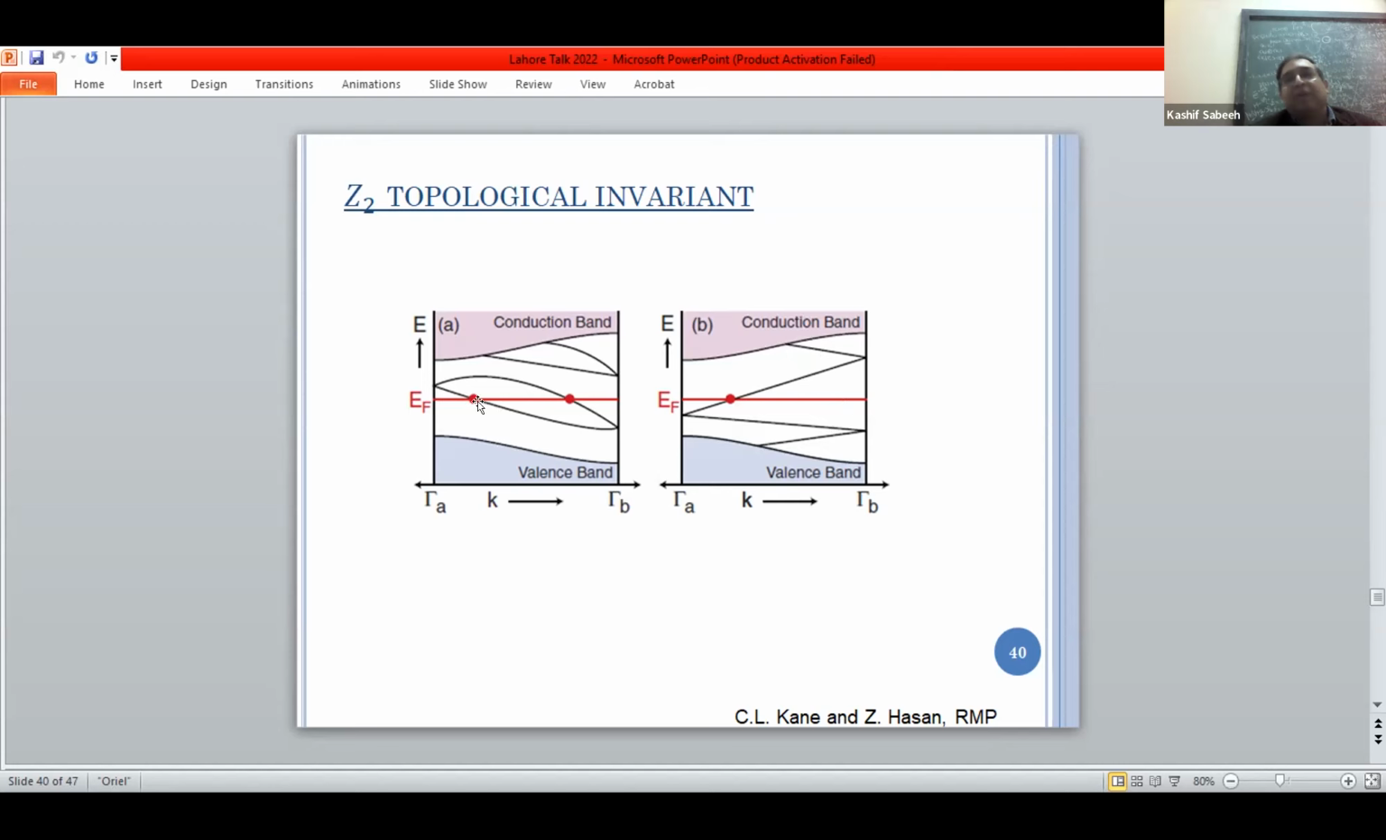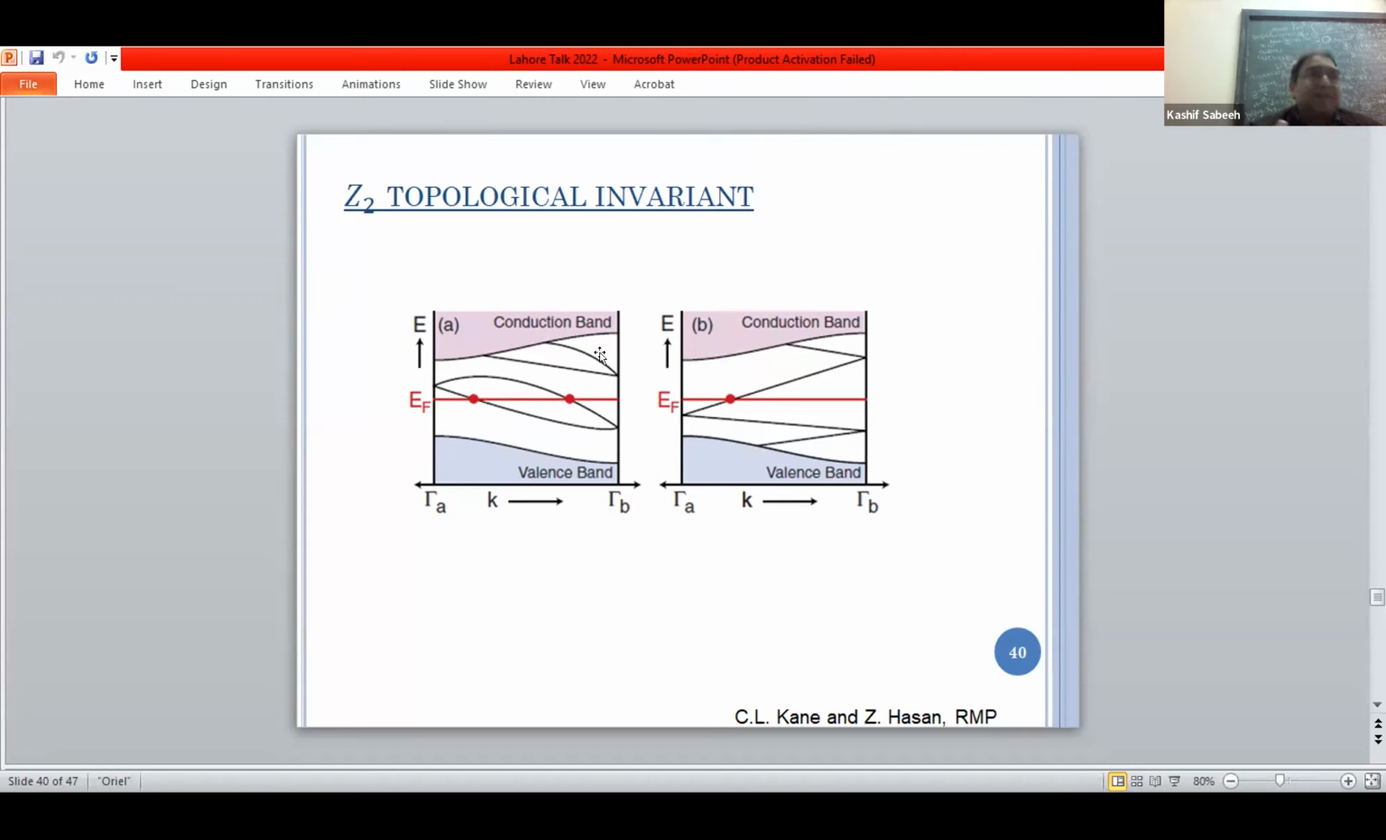Another important fact is that there will be even crossings here and odd crossings here. So you can call even crossings 0, and odd crossings 1, modulo 2. These will become your invariants that identify the phases. This is the band diagram for the trivial phase, and this is the band diagram for the topological phase. So on the basis of Fermi level crossings, one can identify a topological invariant, which is now called Z2 because it's a group with two elements, 0 and 1. So this is another instance where you have a topological invariant.